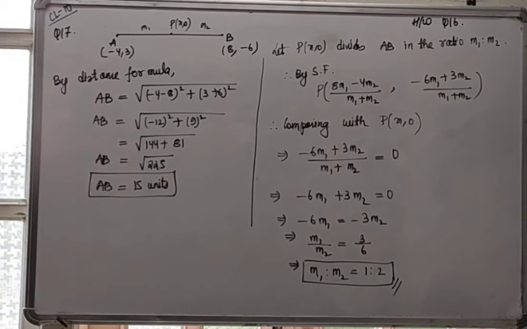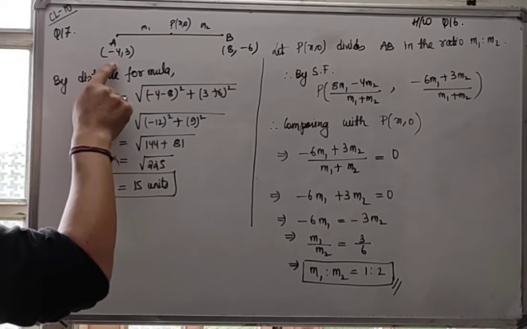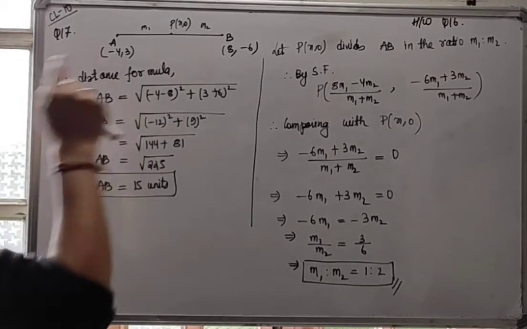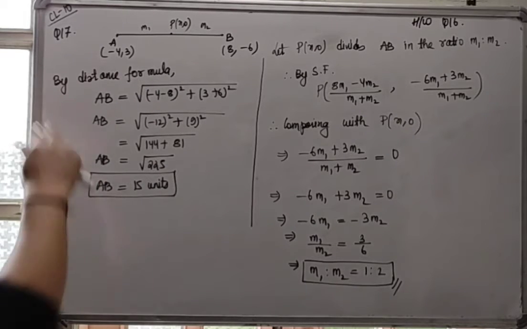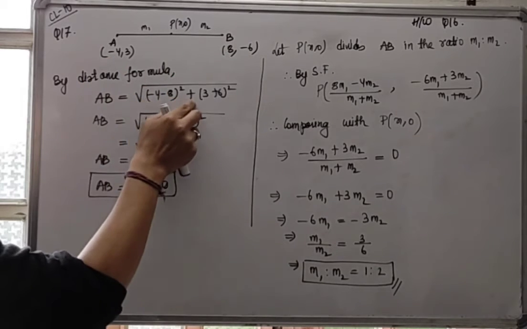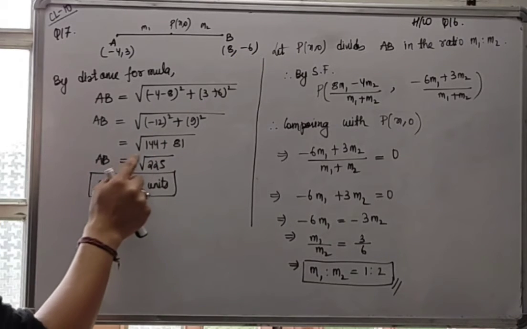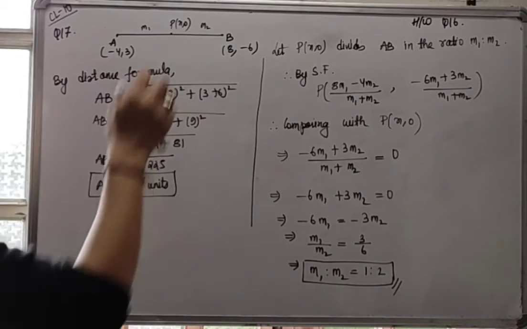And number 17 now. In question number 17, A and B are given to us. Note down the coordinates (-4, 3) and (8, -6). You're asked to find the length or the distance between A and B. So how to find the distance between A and B? We know the distance formula we have done in class 9. So the distance formula is given by AB equals the square root of (abscissa minus abscissa) whole square plus (ordinate minus ordinate) whole square. So you'll be getting root over 225, which means 15 units. So the distance between this and this is 15.